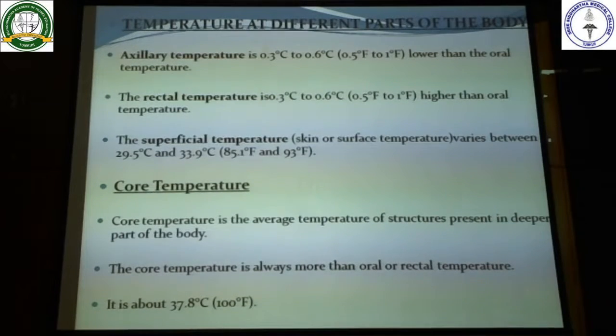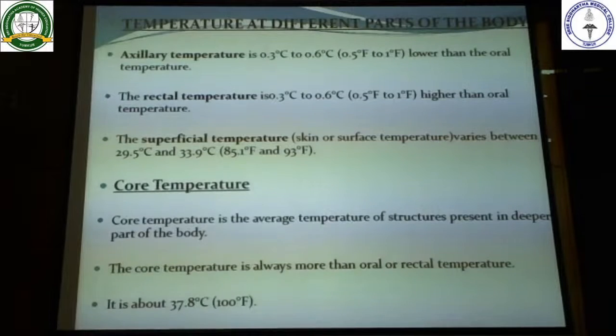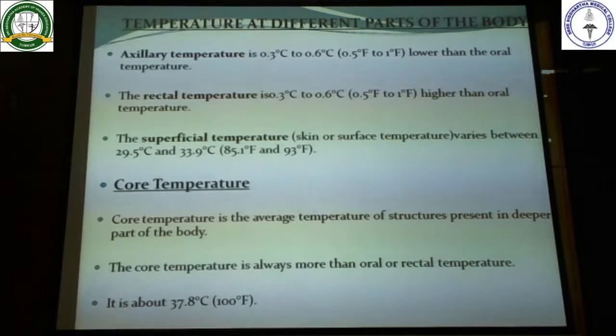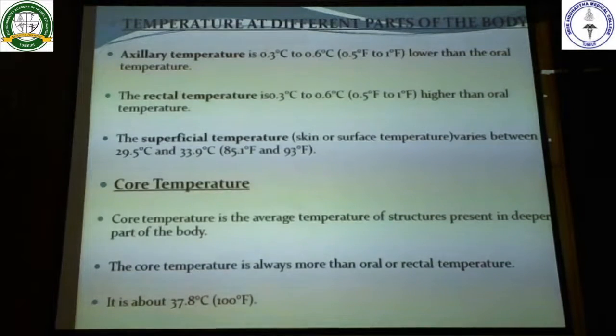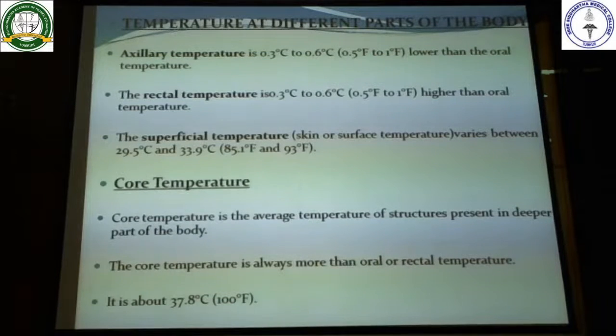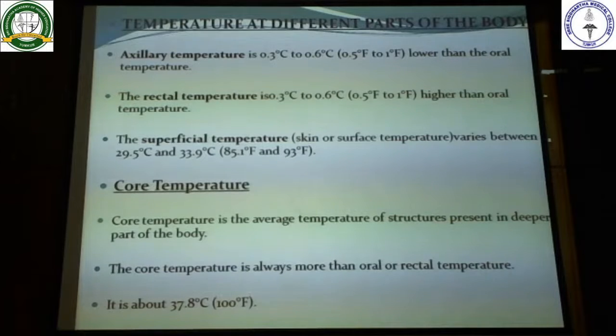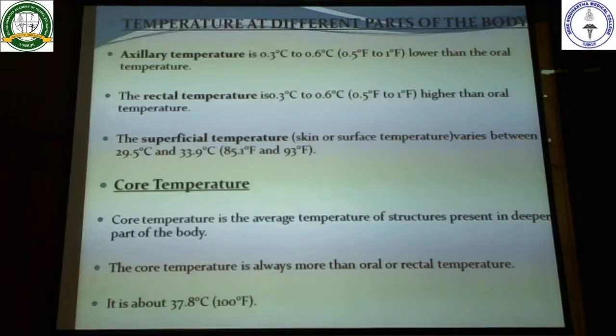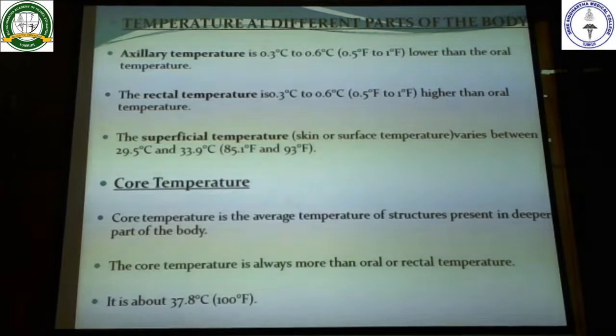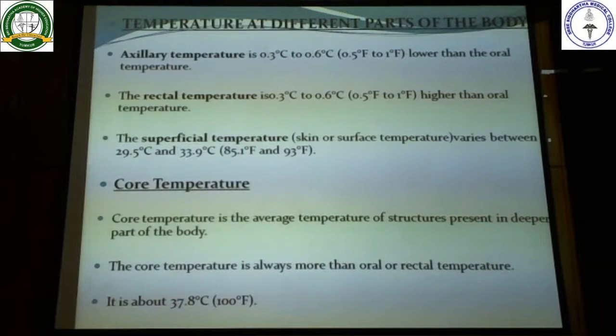Now if you check the temperature in axilla, it will be about 0.5 to 1 degree Fahrenheit less than the oral temperature. And if you check the rectal temperature, it will be 0.5 to 1 degree Fahrenheit higher as compared to that of the oral temperature. Almost like if you check the rectal temperature, it is nearer to the core body temperature, you can see, right?